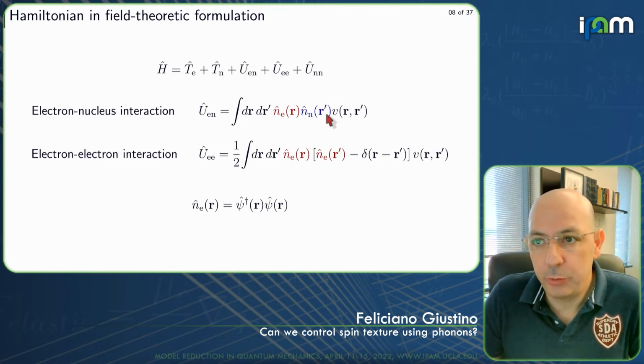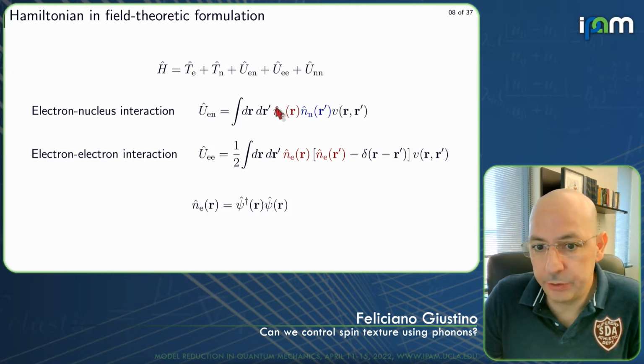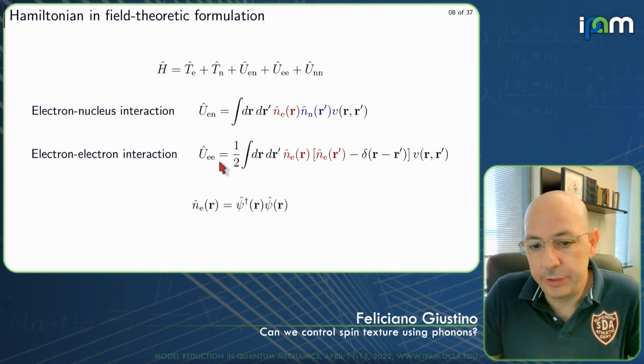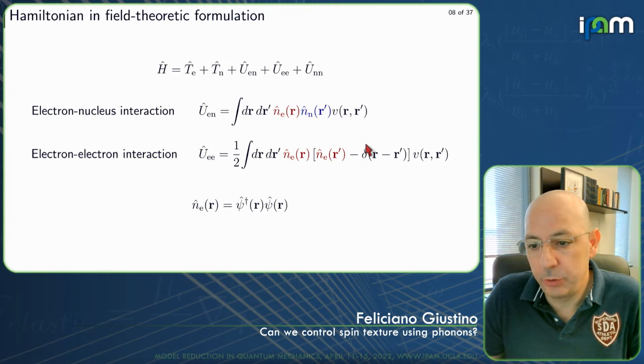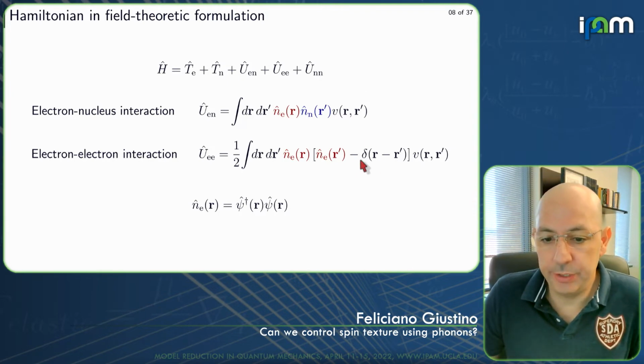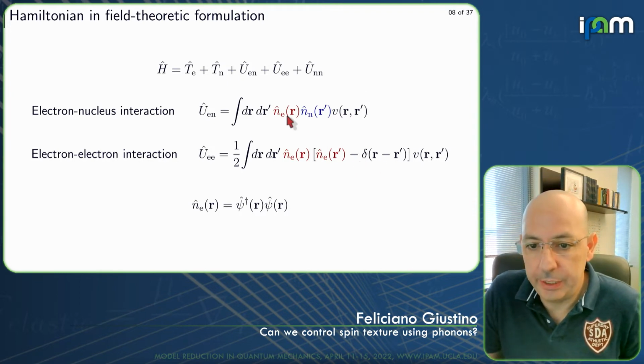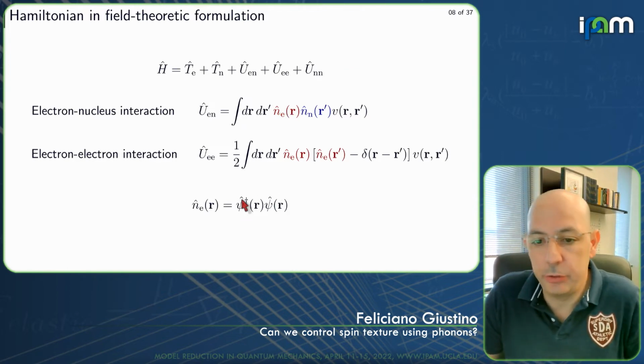The only difference with respect to a classical calculation of electrostatic interactions is that these are not functions of position, but they're actually operators. And similarly, the electron-electron interaction is essentially a Coulomb interaction between two electronic charge densities. The only difference now with respect to the previous term is that one has to remove the self-interaction of an electron with itself. And just for clarity, the electron density, for example, can be expressed as a product of a creation and annihilation operator as usual.